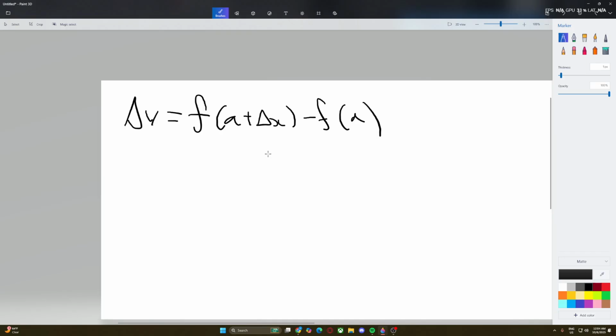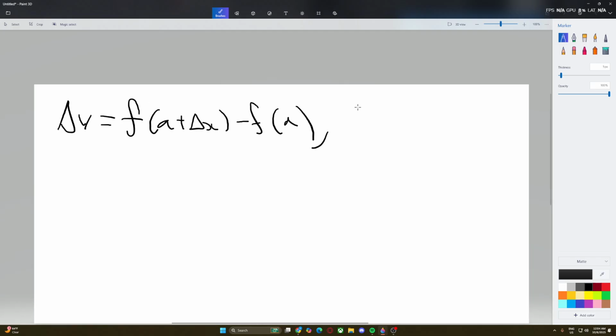Anyways, so let's define an epsilon that is equal to the difference between the average rate of change and the literal rate of change, the derivative at a. And if we solve for f prime, wait, hold on. Oh, okay, I see, I see.